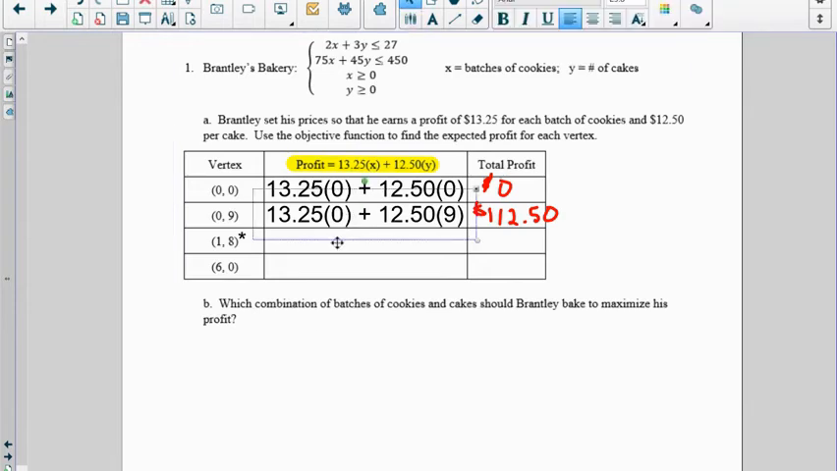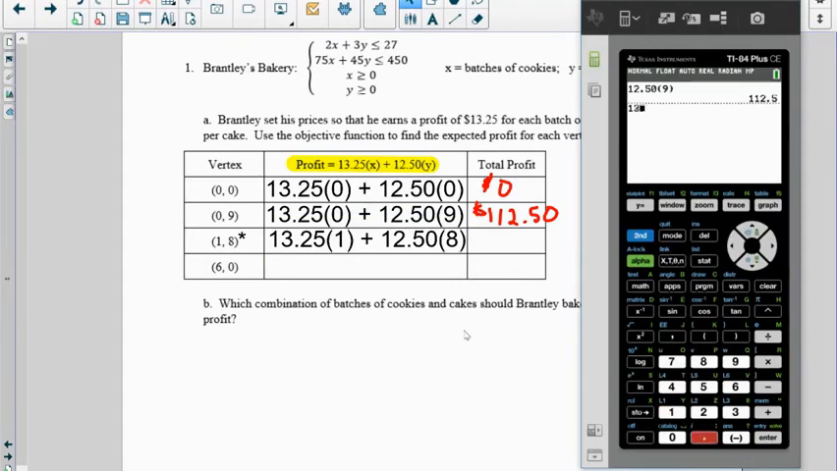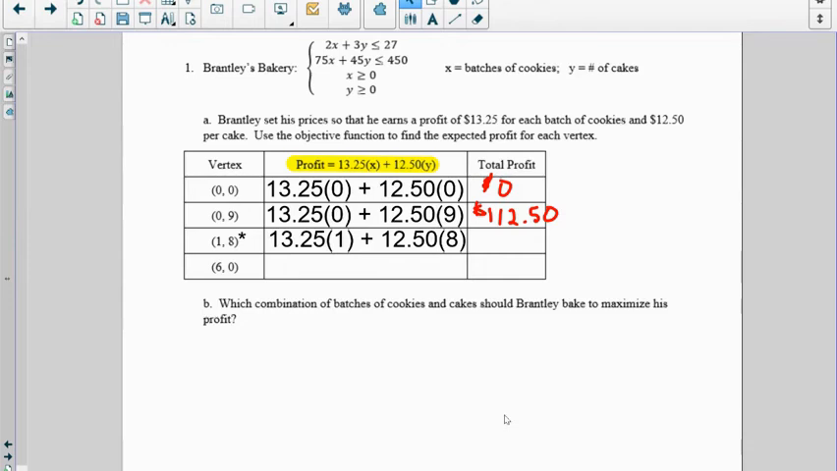We keep going. The next combination in our vertices was (1, 8), so 1 batch of cookies and 8 cakes. So let's change that here, and we go to our calculator and figure out how much total profit that would be. So $13.25 times 1 batch of cookies plus $12.50 times 8 cakes. And that will give him a total profit of $113.25.